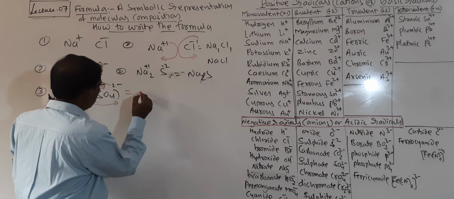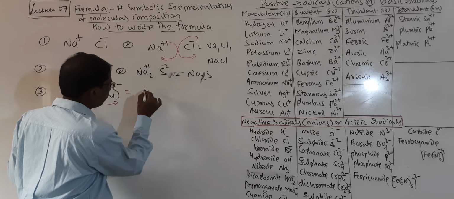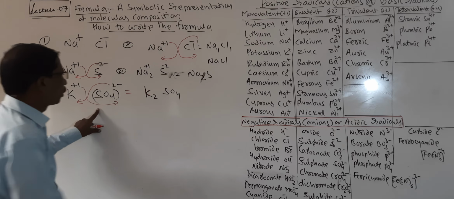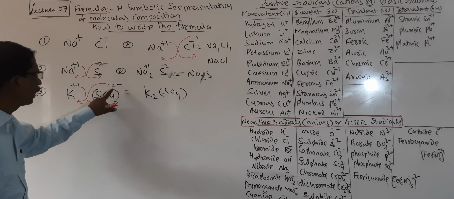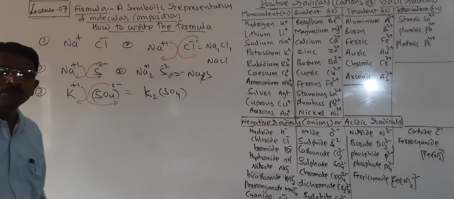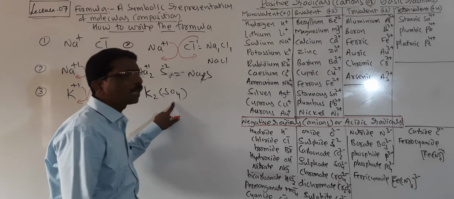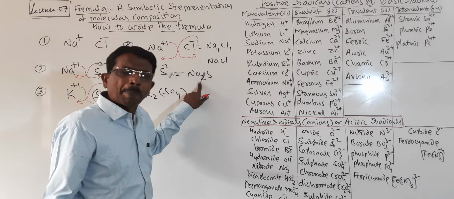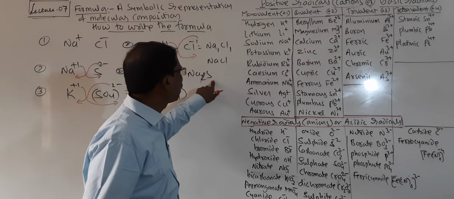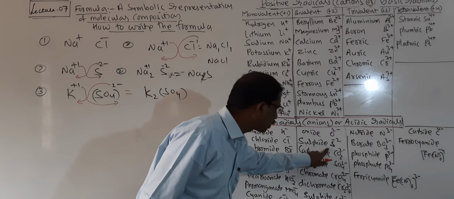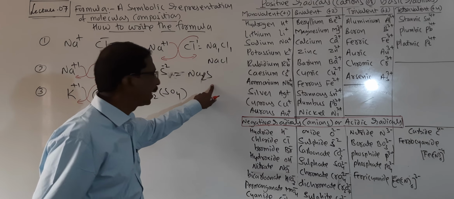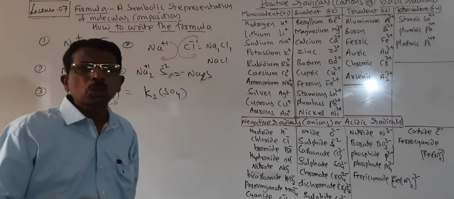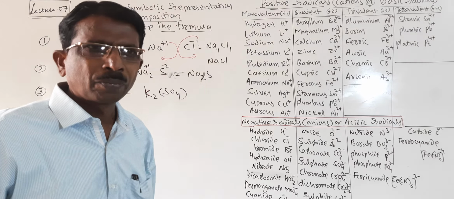You will get K2SO4. Look here, K2SO4. Again, you may write the bracket also, 2 here and 1 is here. It is called potassium sulfate. By this you may also name Na2S as sodium sulfide. Sulfide, that is S2 minus, sodium sulfide. Potassium sulfate, you may write the name also, potassium sulfate.